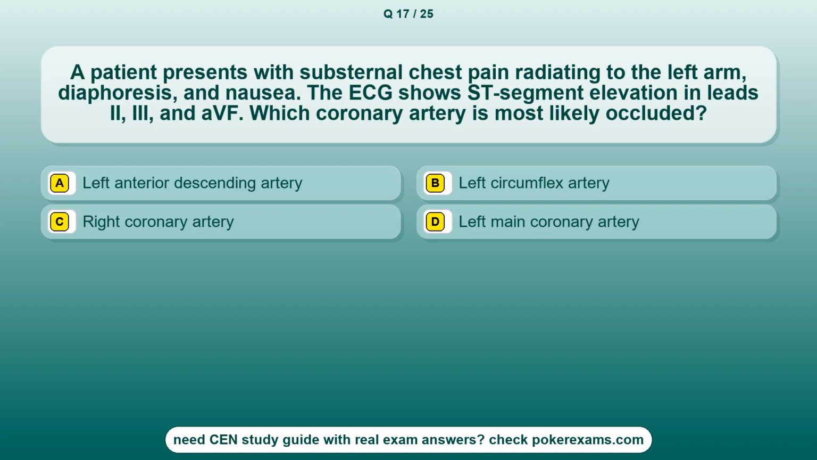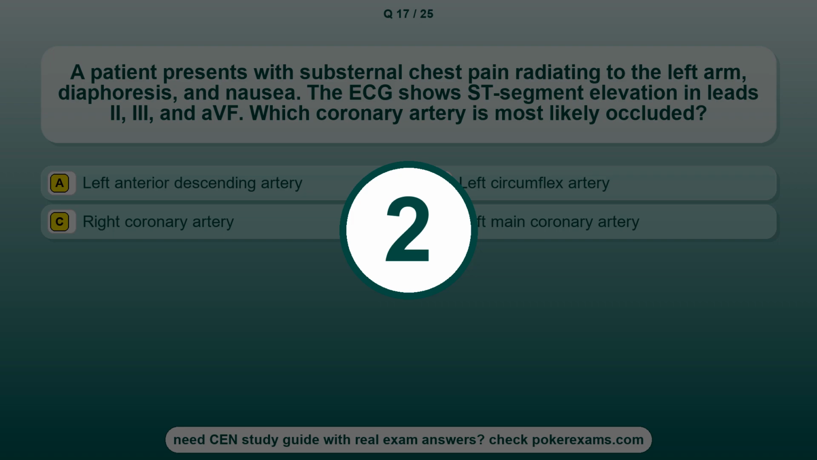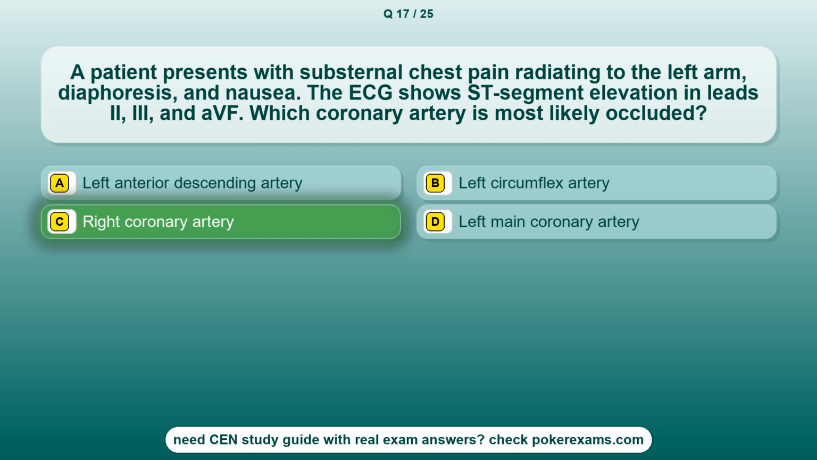Question 17. A patient presents with substernal chest pain radiating to the left arm, diaphoresis, and nausea. The ECG shows ST-segment elevation in leads 2, 3, and aVF. Which coronary artery is most likely occluded? Option A, left anterior descending artery. Option B, left circumflex artery. Option C, right coronary artery. Option D, left main coronary artery. The correct answer is option C, right coronary artery.